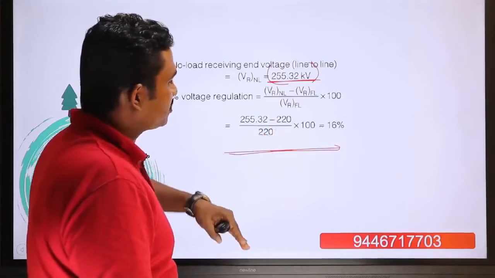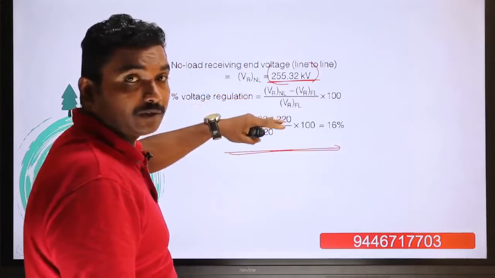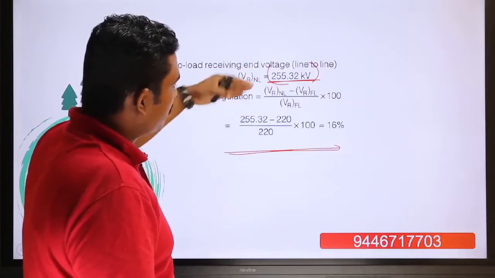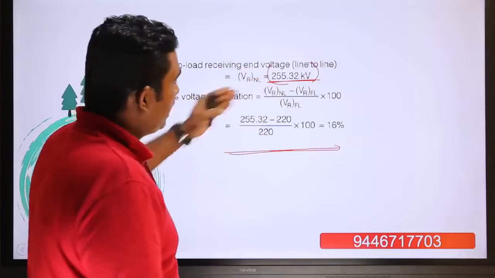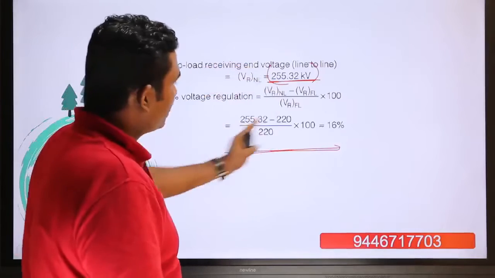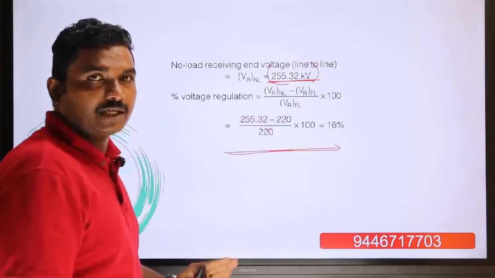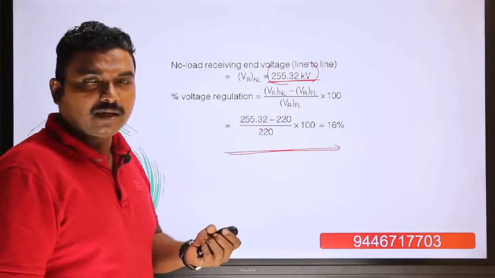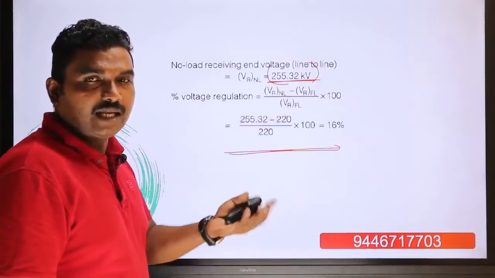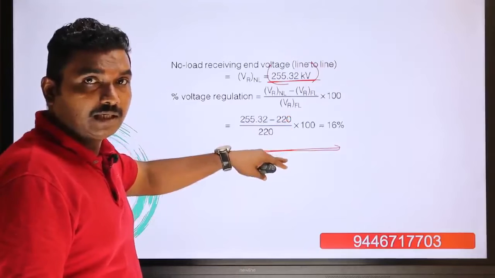When the line is fully loaded, our voltage reduces to 220 kV, but when the line becomes no loaded, the voltage rises to 255.32. So a line which is at no load has a terminal voltage of 255.32, and when it is fully loaded, the voltage dips to 220 kV. So you can see the actual difference of voltage that happens on a transmission line when the line is subjected to the no load condition, which is the increased voltage, and when the line is subjected to the full load condition, which is the maximum reduced voltage.